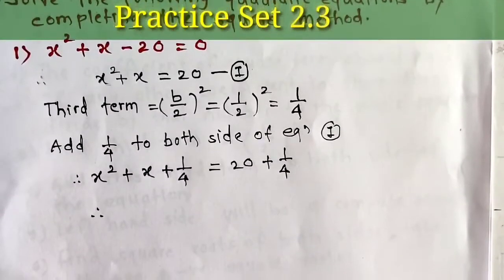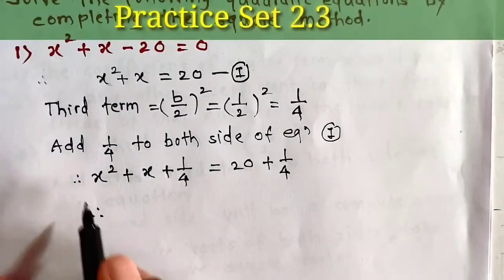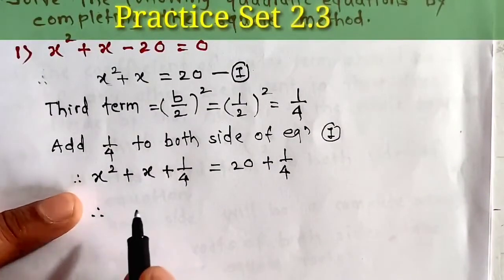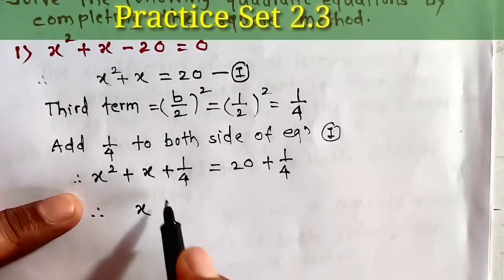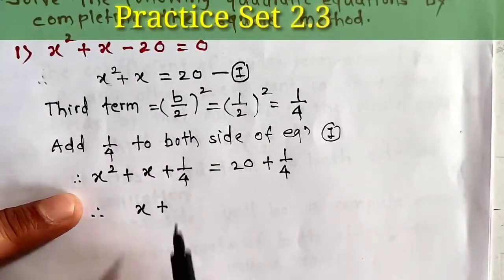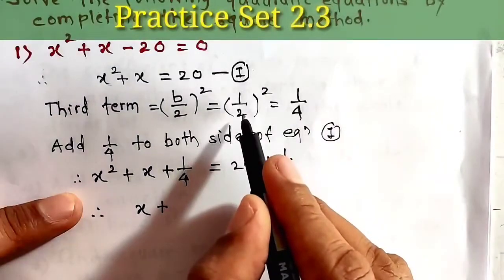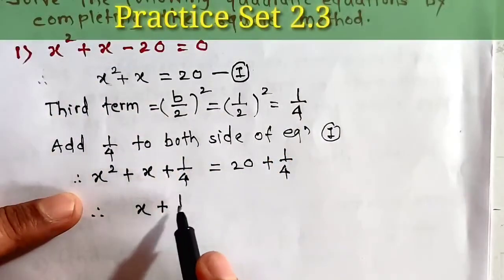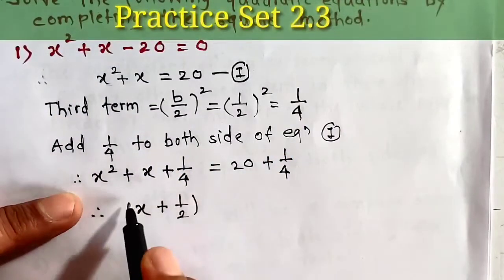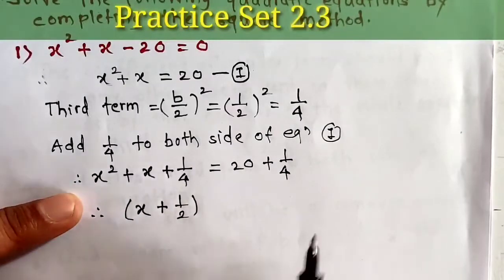Now you know how to find the square root. It is a complete square now. Now it is the square of which term? The square root of the first term, that means x, the sign of the middle term, and the square root of the third term. Here we get 1 upon 2. So all things are readily given in the example.